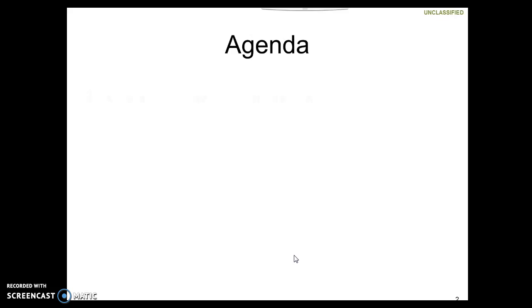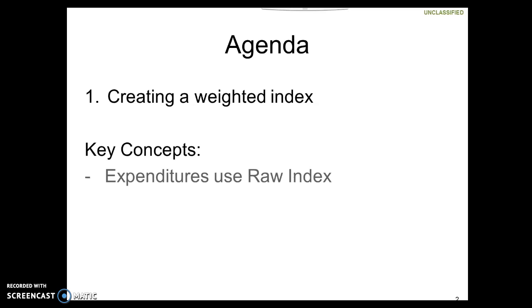Today we'll be talking about how to create a weighted index. Key concepts will include expenditures and the fact that they use a raw index. Expenditures are transactions at a specific point in time. Say I bought a computer today and a computer next year. The observed values of the computer can form a raw index. The percent change in the price of the computer from 1 year to the next is equivalent to the percent change in the raw index value from the same time periods.